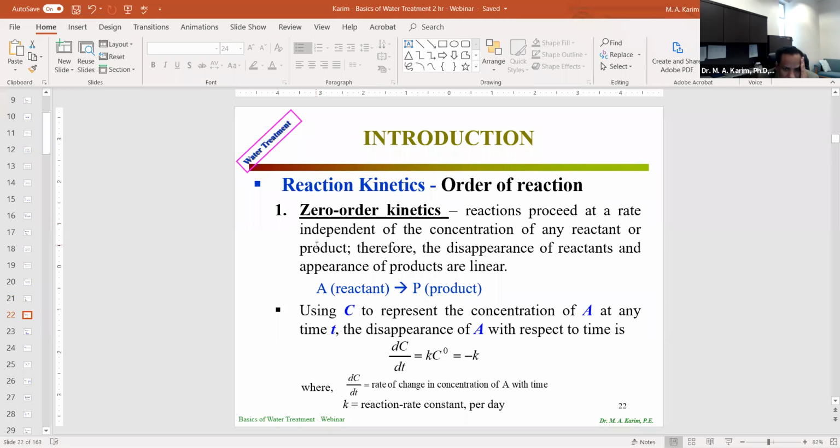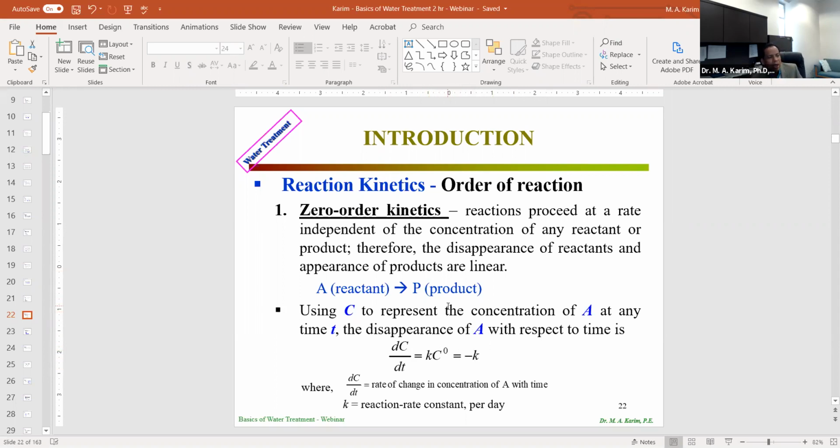So for order of reaction, we'll discuss a few things here. There are 3 different types of order of reactions. One is called zero order kinetics, another is first order, and the other is second order. In the zero order kinetics, the reactant we have will become a product, right? Using C to represent the concentration of A at any time t, the disappearance of A with respect to time is dC/dt equal to kC0.